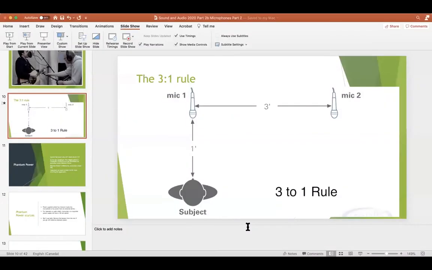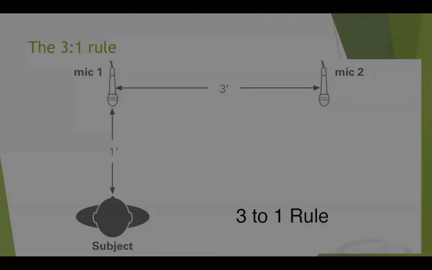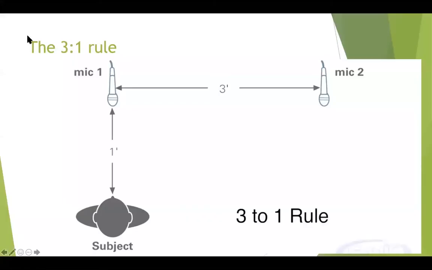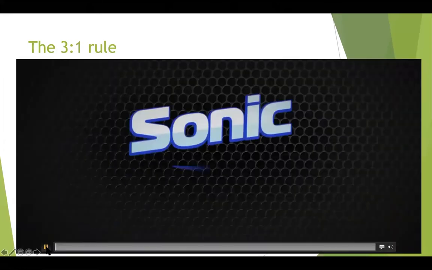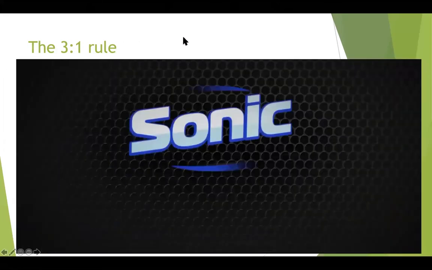One more diagram of the 3-to-1 rule. Here it is. I forgot I had it, of just an individual, right? So here is the rule basically expressed with one subject being shown, but you do this for every additional microphone. So for every 1 meter, 1 foot, 1 unit, whatever that might be, 3 times for separation.